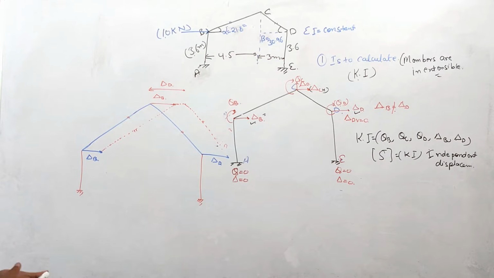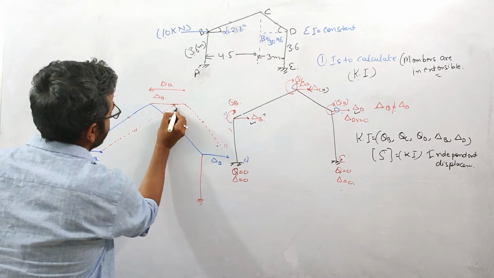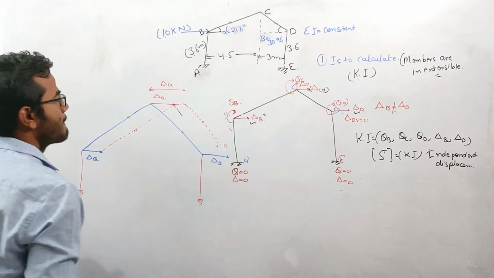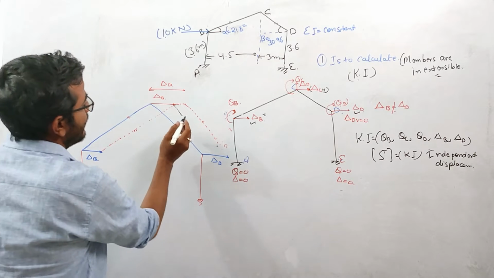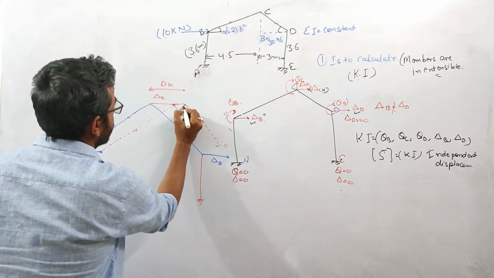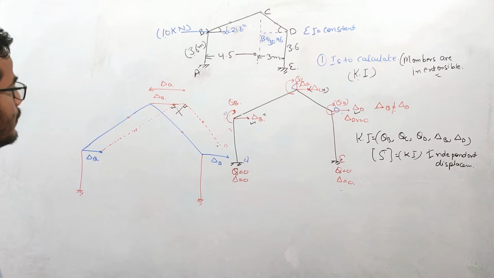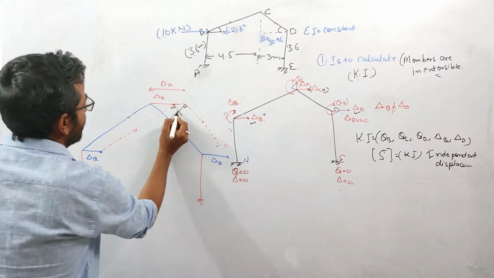Now we will draw a perpendicular over here, and similarly from this side we will draw another perpendicular. So these two perpendiculars will meet at a point.